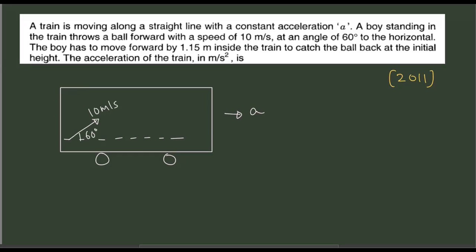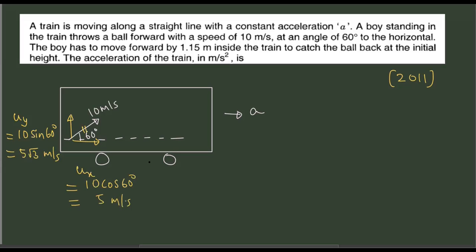Now what we can do first is break this into two components. If I get the vertical component of initial velocity, that would be uy, which will be 10 sine 60. So how much is 10 sine 60? That is 5 root 3. The upward velocity is 5 root 3. And the horizontal velocity, I'll call that ux. That is 10 cos 60, which is 5 meter per second.